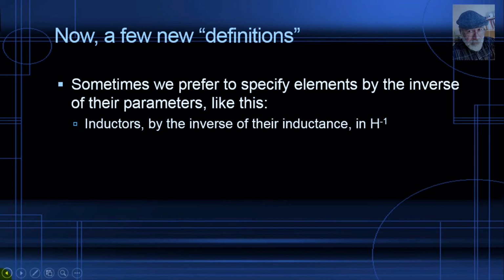For inductors, there is no established name for the inverse of the inductance, so we're going to make up one for this course. The inverse of the inductance is going to look like an upside down L, but that is in reality an uppercase Greek letter gamma. I'm going to call that the gamma of the inductor. That is the inverse of the inductance in Henrys inverses.